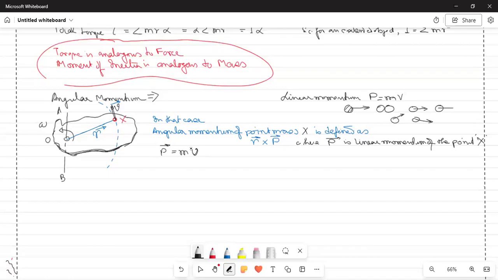And this angular momentum is often referred to as capital L. So, capital L is equal to r into m into v.